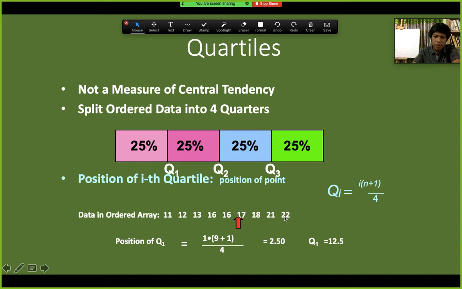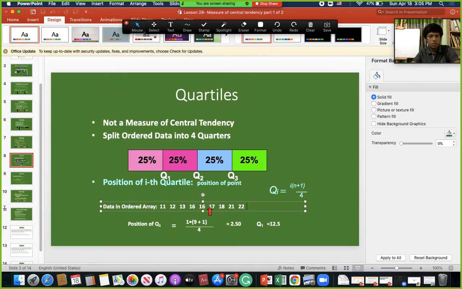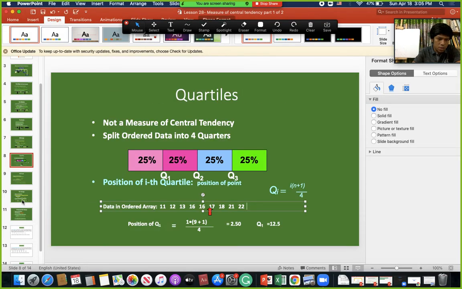Okay, if we want to, let me edit this a bit. This arrow sign has to be somewhat here. This arrow sign needs to go there.